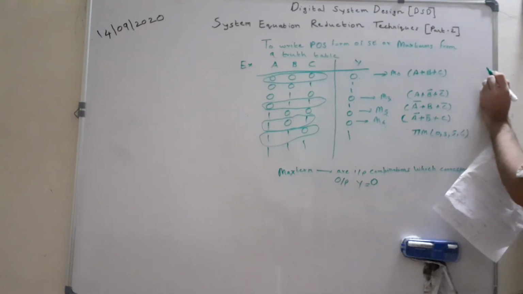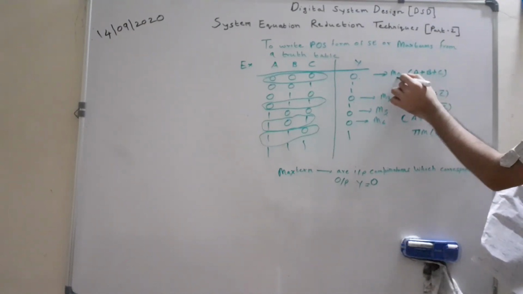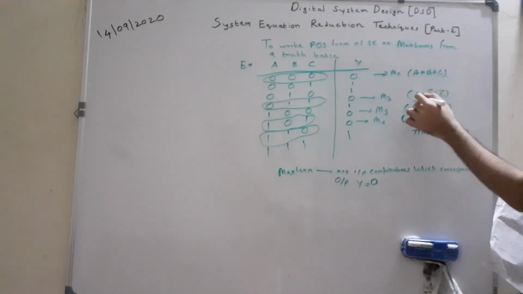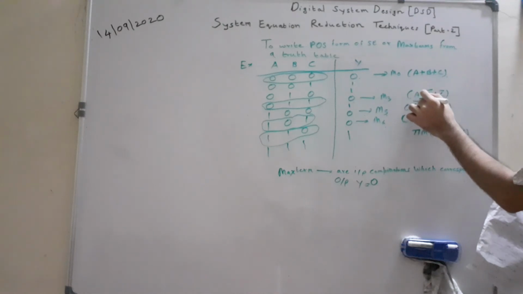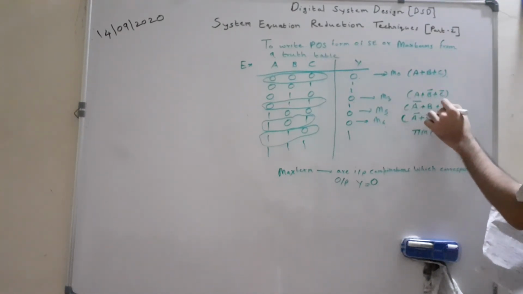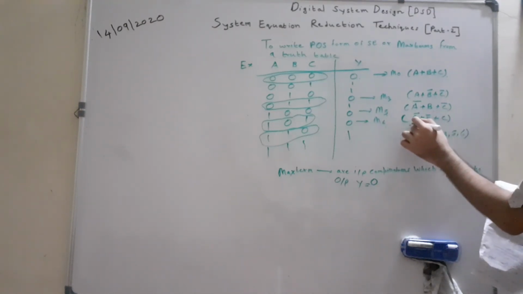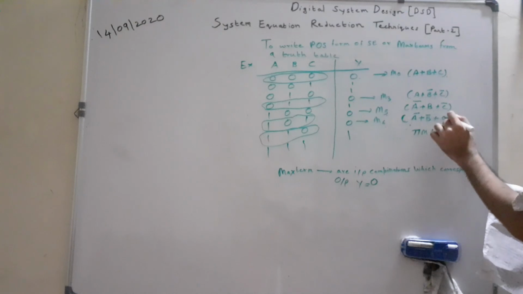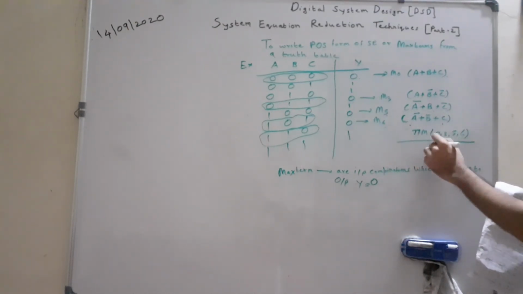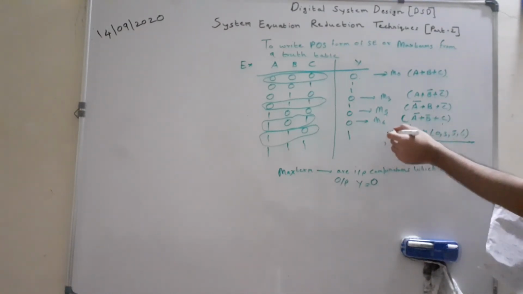Now we will write the max terms. How will you denote max term 0? A plus B plus C, because everything is 0 over here. Then M3 is denoted by A plus B complement plus C complement. M5 is denoted by A complement plus B plus C complement. And then M6 is represented by A complement plus B complement plus C. When you are writing in terms of its max term form, you will write pi capital M 0, 3, 5, 6, because these are the max terms present in the truth table.